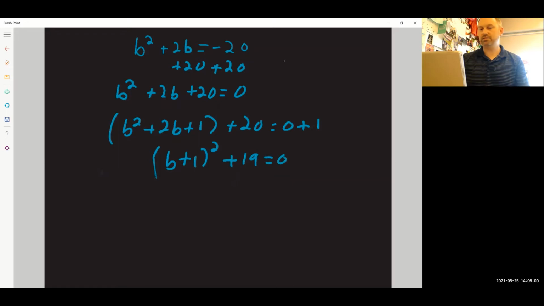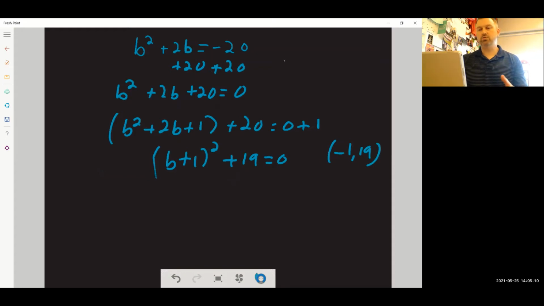And there you go. That's completing the square. That's in vertex form. So just as an aside, I know the vertex is located at -1, 19. Okay, so my next job is to solve it. It's set equal to 0. I can solve it relatively quickly.